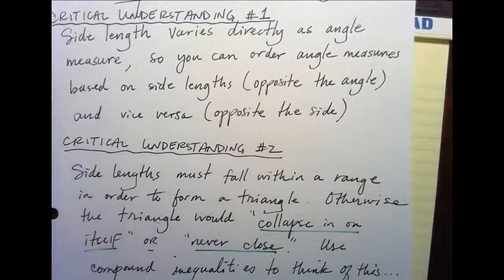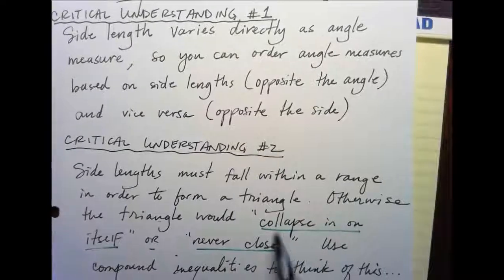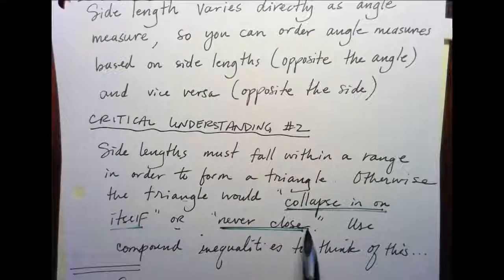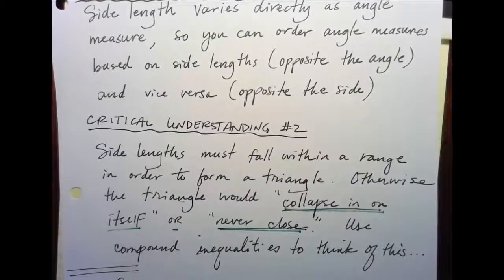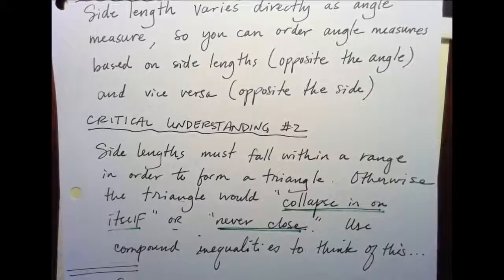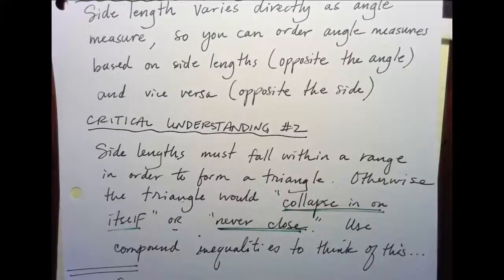In order for them to either not collapse in on themselves or never close, you're going to have to make sure that any 2 of the side lengths are bigger than the third one whenever you add any 2 of them. And so if we think about that, any 2 side lengths must be bigger than the third one.